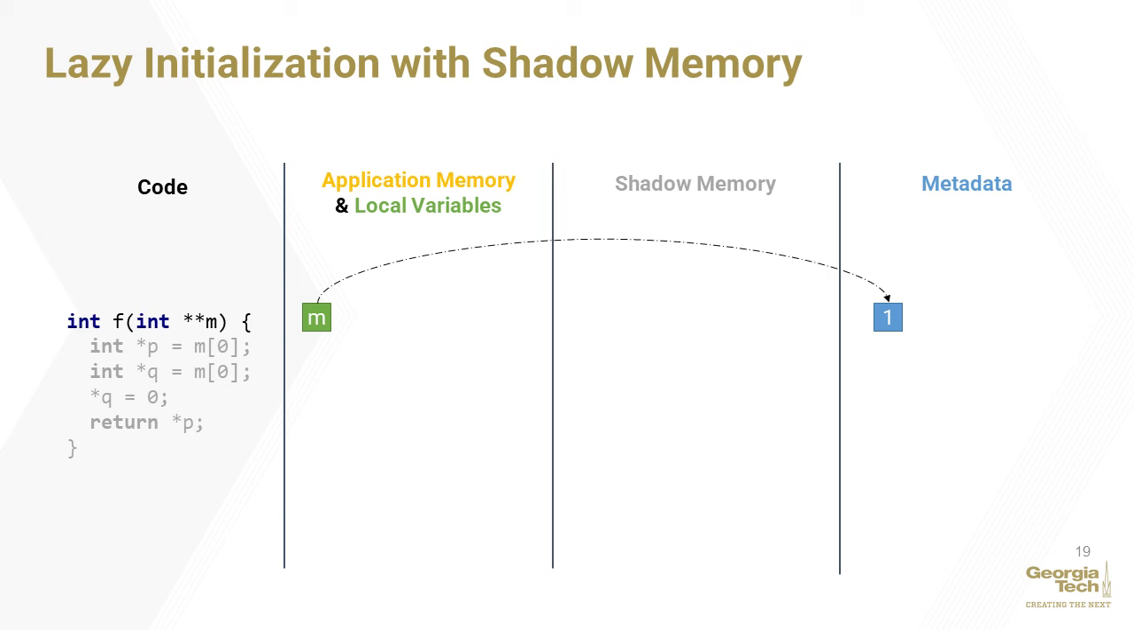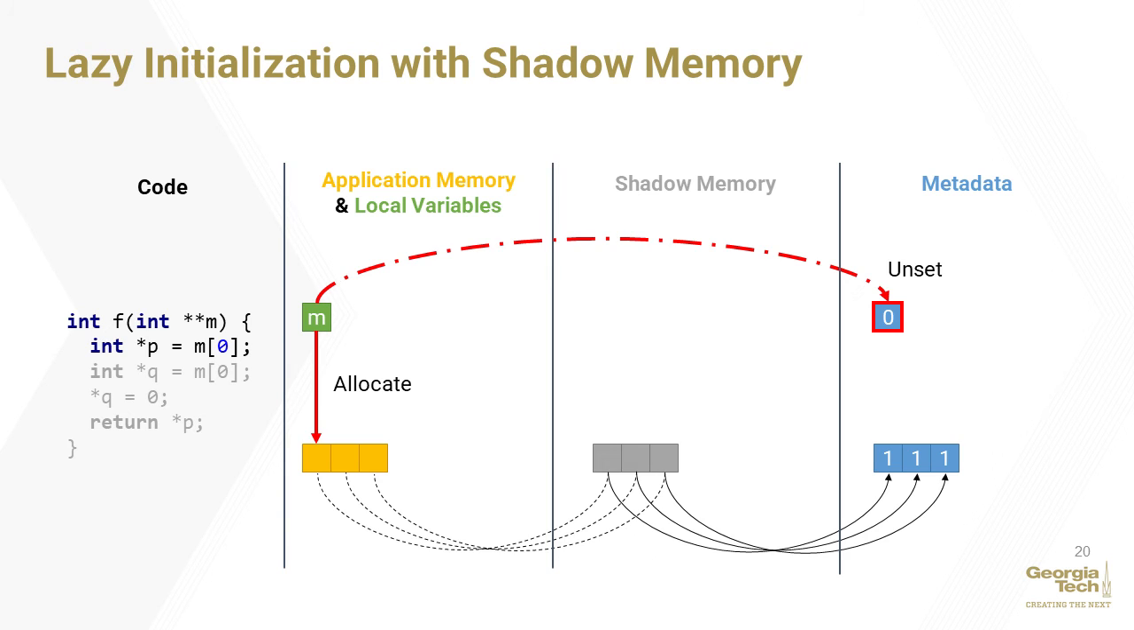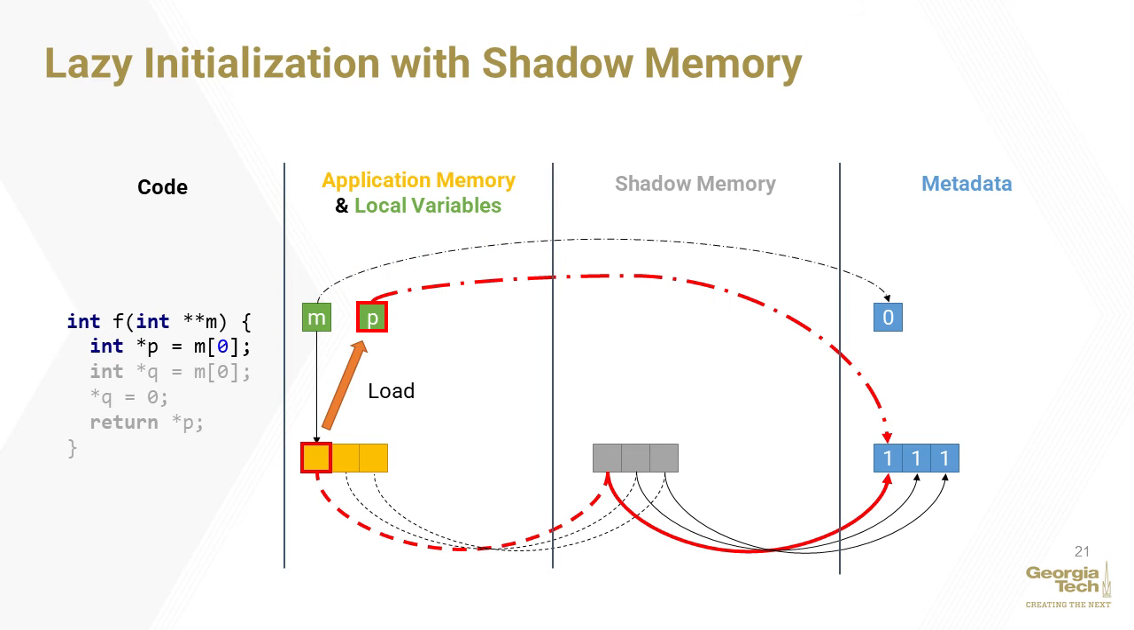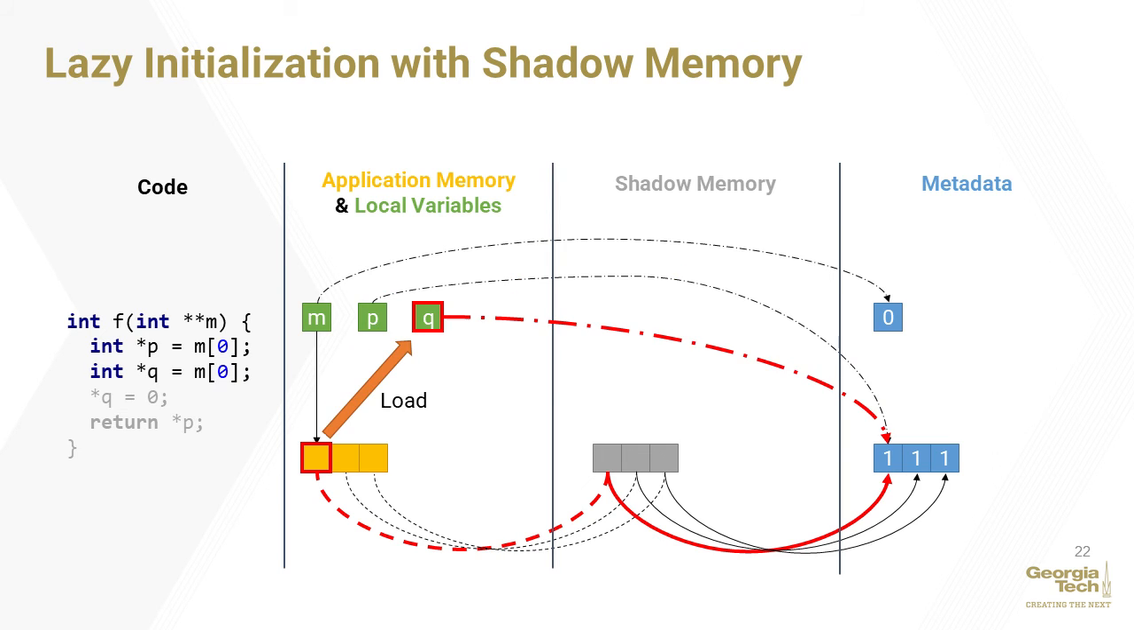When entering the function, we have a symbolic pointer m, which needs to be initialized. So m has a reference to a metadata bit of 1. When m is dereferenced, lazy allocation is performed, and we unset the metadata bit m is referring to. When the value of m's first element is loaded into P, the reference to the metadata cell of that value is also copied into P. And we do the same to Q.